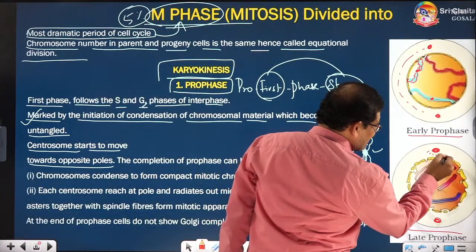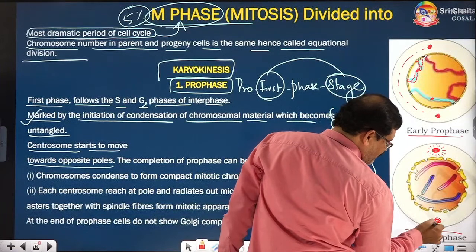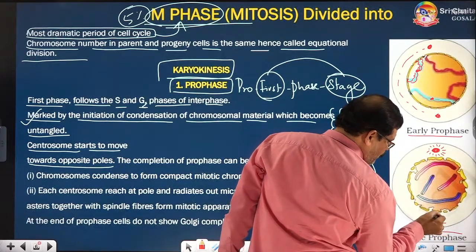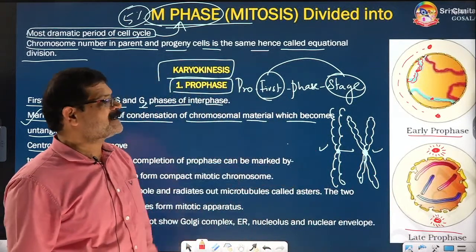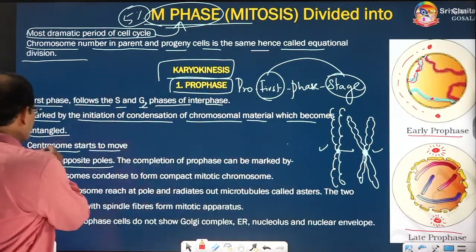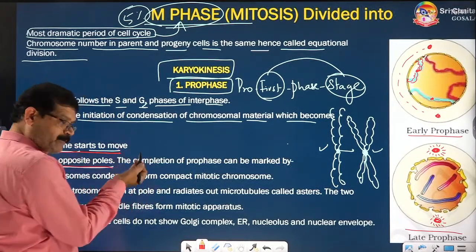This is called as asters, means microtubule formation will be done. It is moved to the opposite poles and it is responsible for the formation of aster. Aster formation, that's what is given. Centrosomes move towards the opposite poles. That is the one which is done.